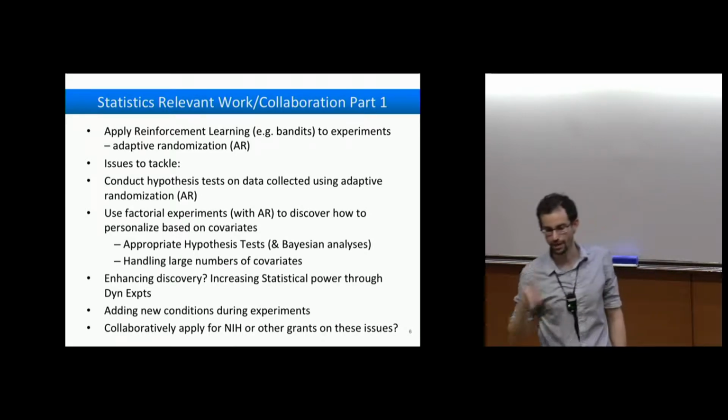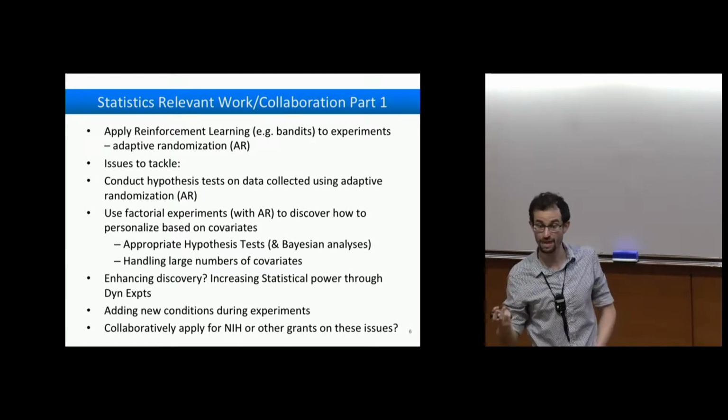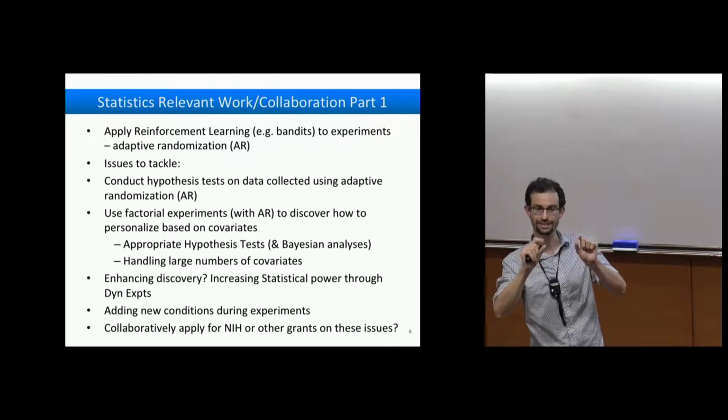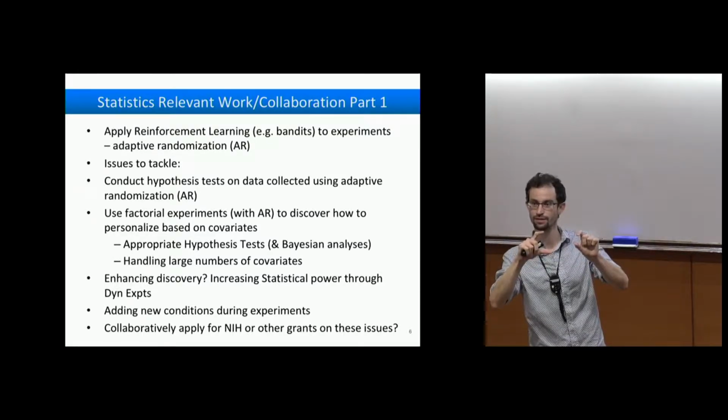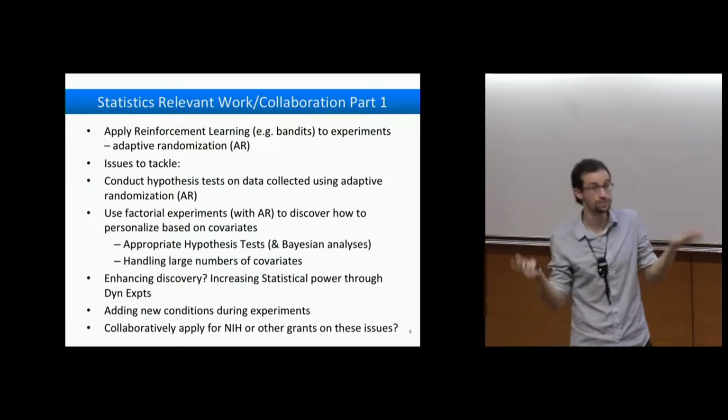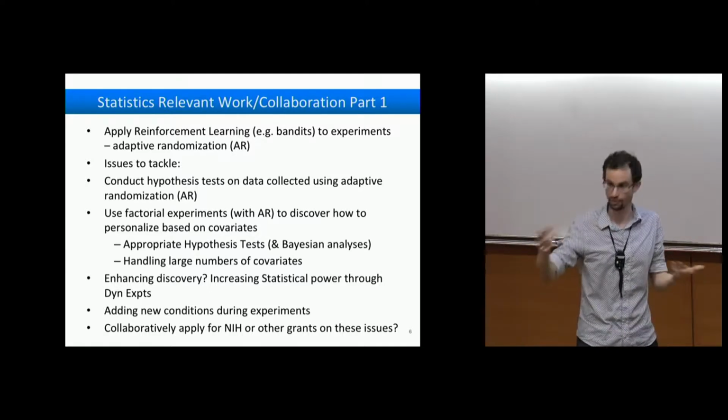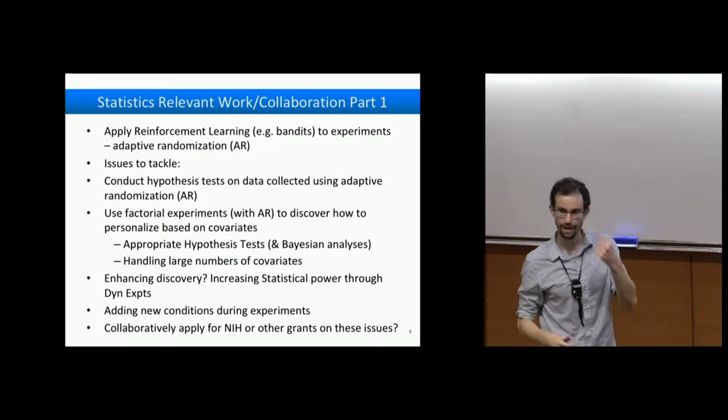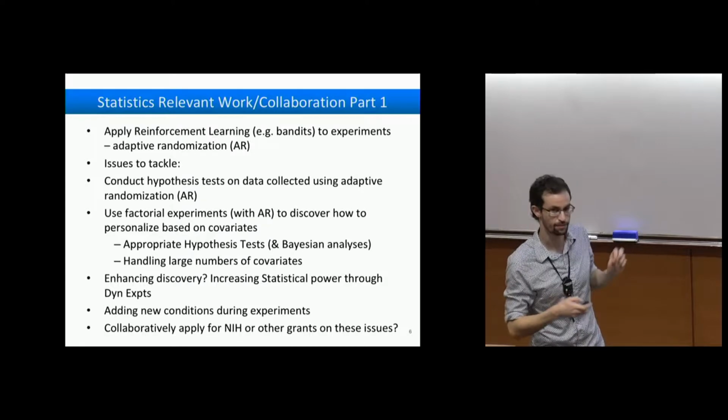In the kind of modeling we've done, there have been interesting things we found. For example, when 2 conditions differ in the variability of the means, using adaptive randomization can actually increase power because you sample the condition with higher variability more. And that came from looking at a real experiment. We weren't anticipating it.